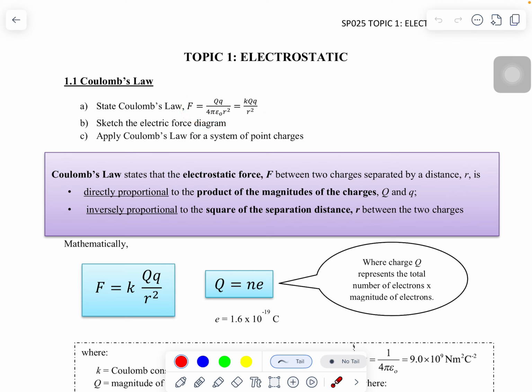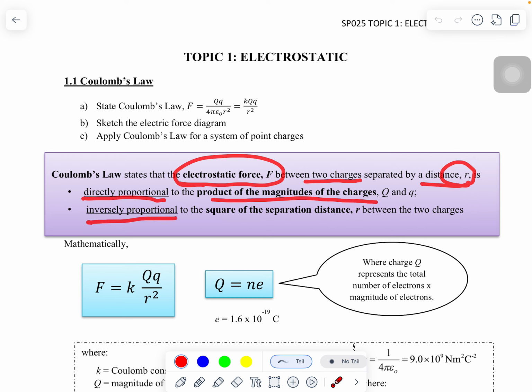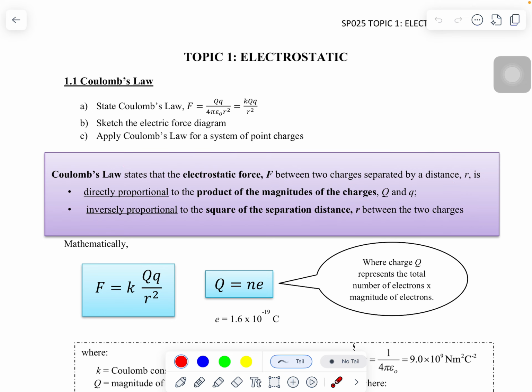Okay, so first of all, what is Coulomb's law? Okay, by definition, Coulomb's law is the electrostatic force between two charges separated by distance r is directly proportional to the product of magnitude of the charge and inversely proportional to the square of the separation distance between the two charges. Maksudnya Coulomb's law ni merujuk kepada force between two charges. We know that kita ada positive dan negative charge. So kita ada 2 charge sahaja. So Coulomb's law is talking about what is the force between these two charges.